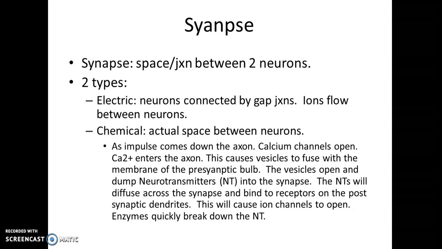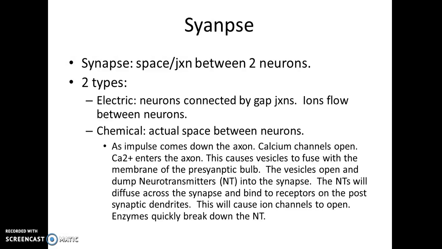We end with this slide, and we're going to start with this slide for the second screencast. So the synapse is a space or a junction between two neurons. Now, there are two types. The electric, the neurons actually have a physical connection, and they are connected by gap junctions. And the ions flow between one neuron and the other neuron. And for the life of me, I don't know where any electric synapses are.